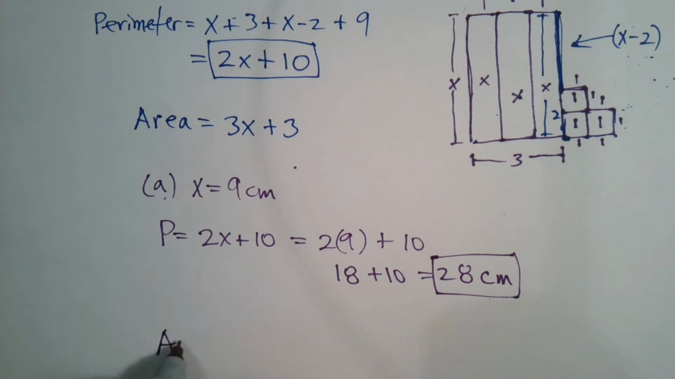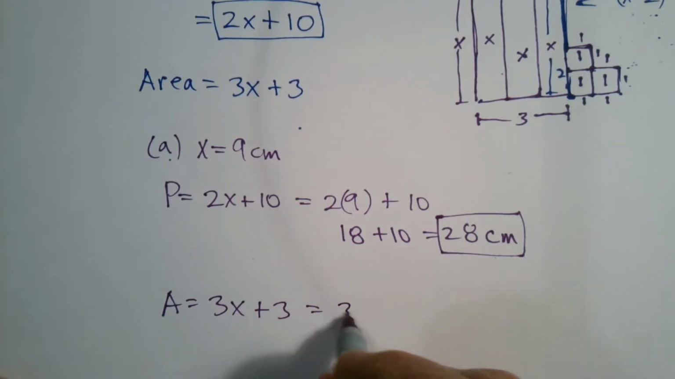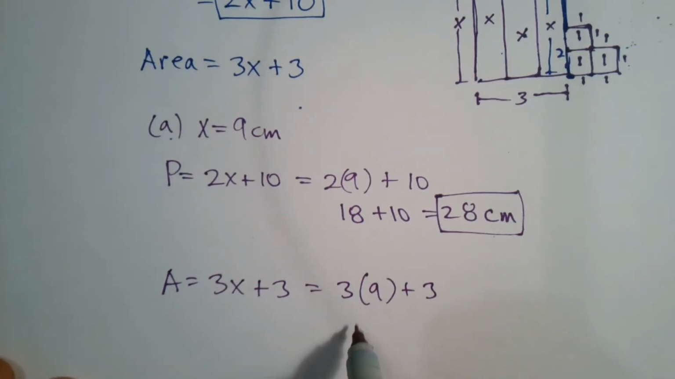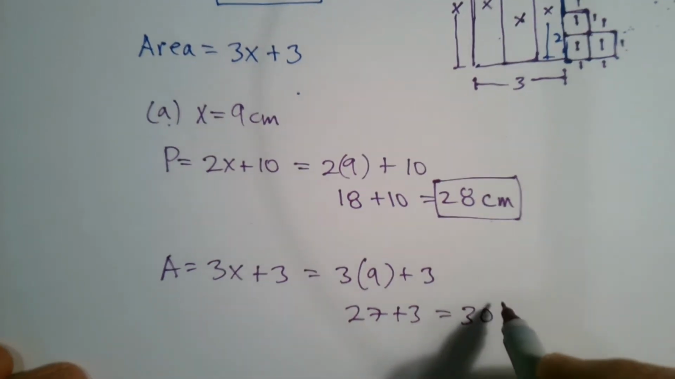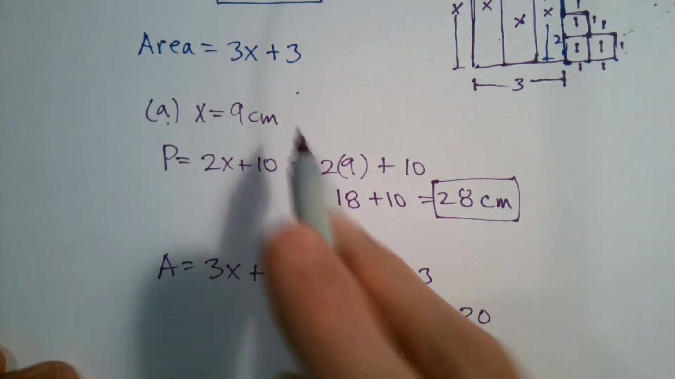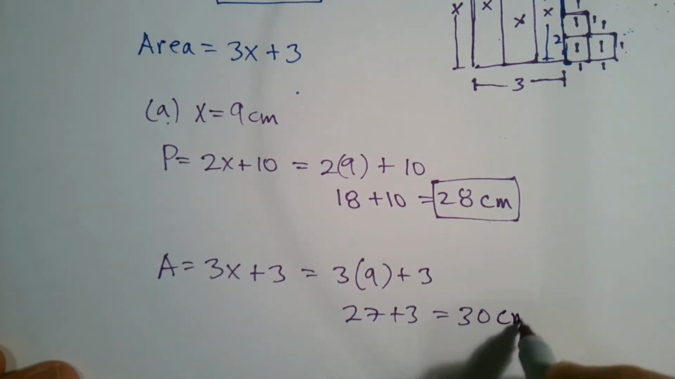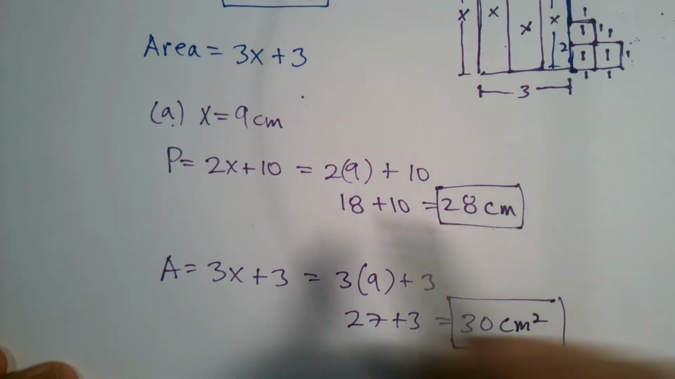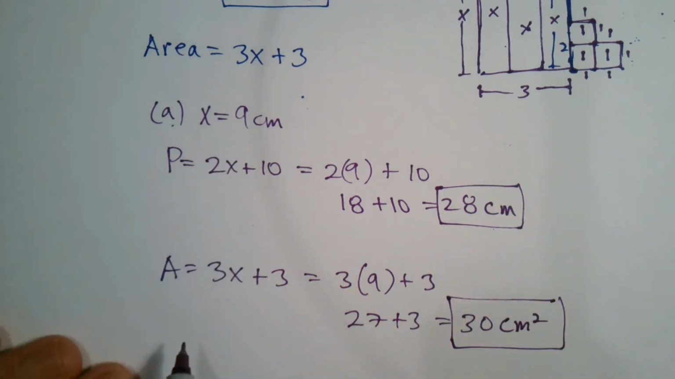My area expression is 3 times x plus 3. So instead of the x, I'm going to put in the 9. 3 times 9 plus 3, which 3 times 9 is 27, and 27 plus 3 is 30. So I would use my units. My units is centimeters, but we're talking area, so it's centimeters squared. So there's my perimeter and area given x equals 9 centimeters.